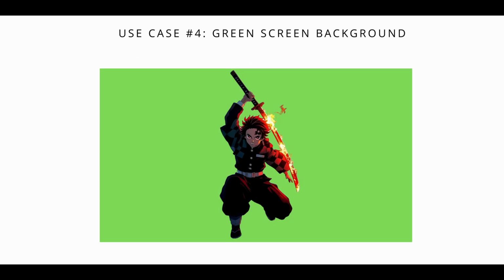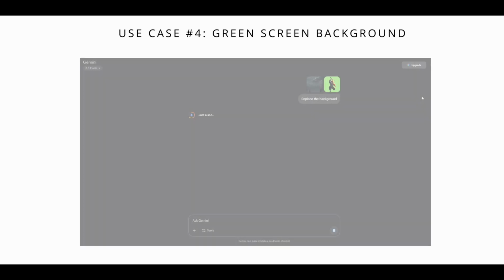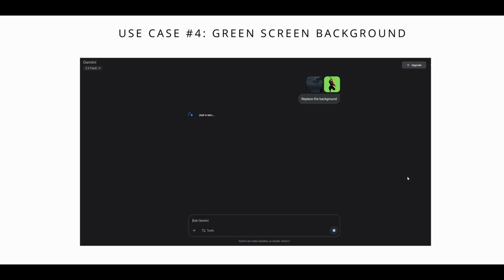This one is easy. I took this image of an anime character with this green screen behind him. So the concept here: replace the background with a dark forest night scene. Simple as that. I gave both images to Nano Banana and simply commanded it to replace the background. Here we go. It understood it completely and did exactly what I wanted. Look at that. Perfect detection, natural lighting adjustments, and the character blends seamlessly into the dark forest scene.